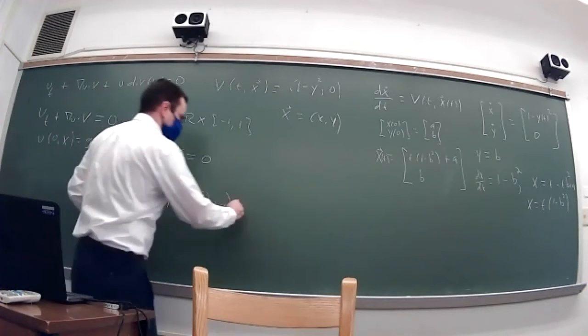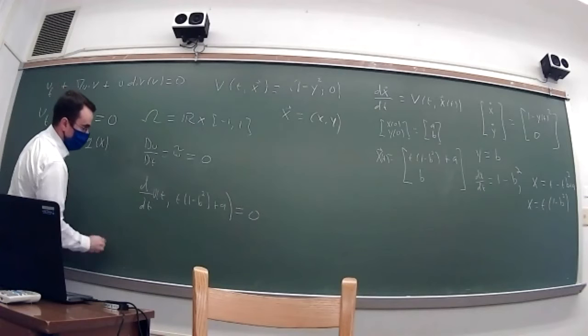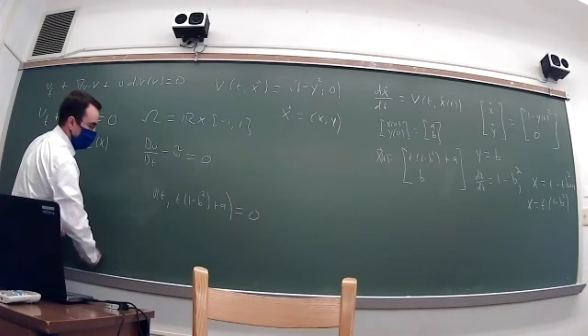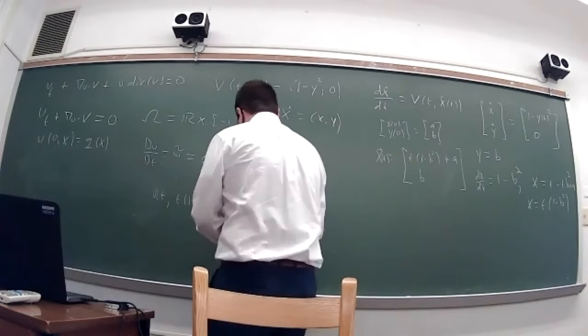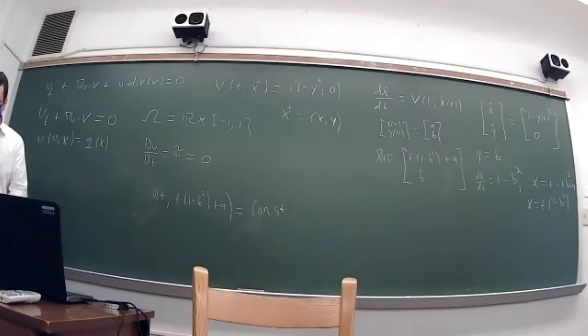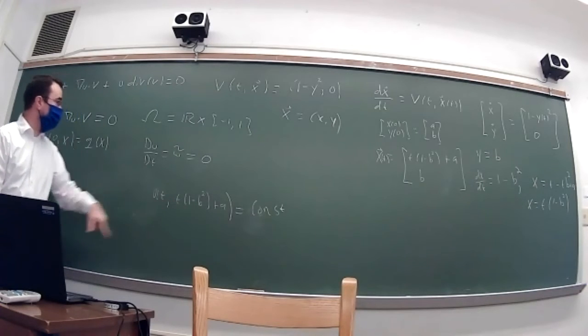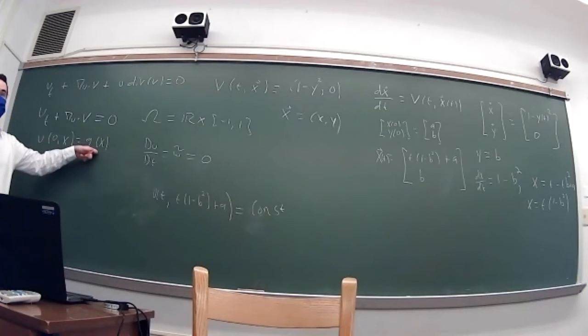And so you get that this derivative is equal to 0. In other words, you get that this function is equal to a constant. Which constant? Plug in t equals 0. Plug in t equals 0, you get u of 0, a. u of 0, a is g of a.